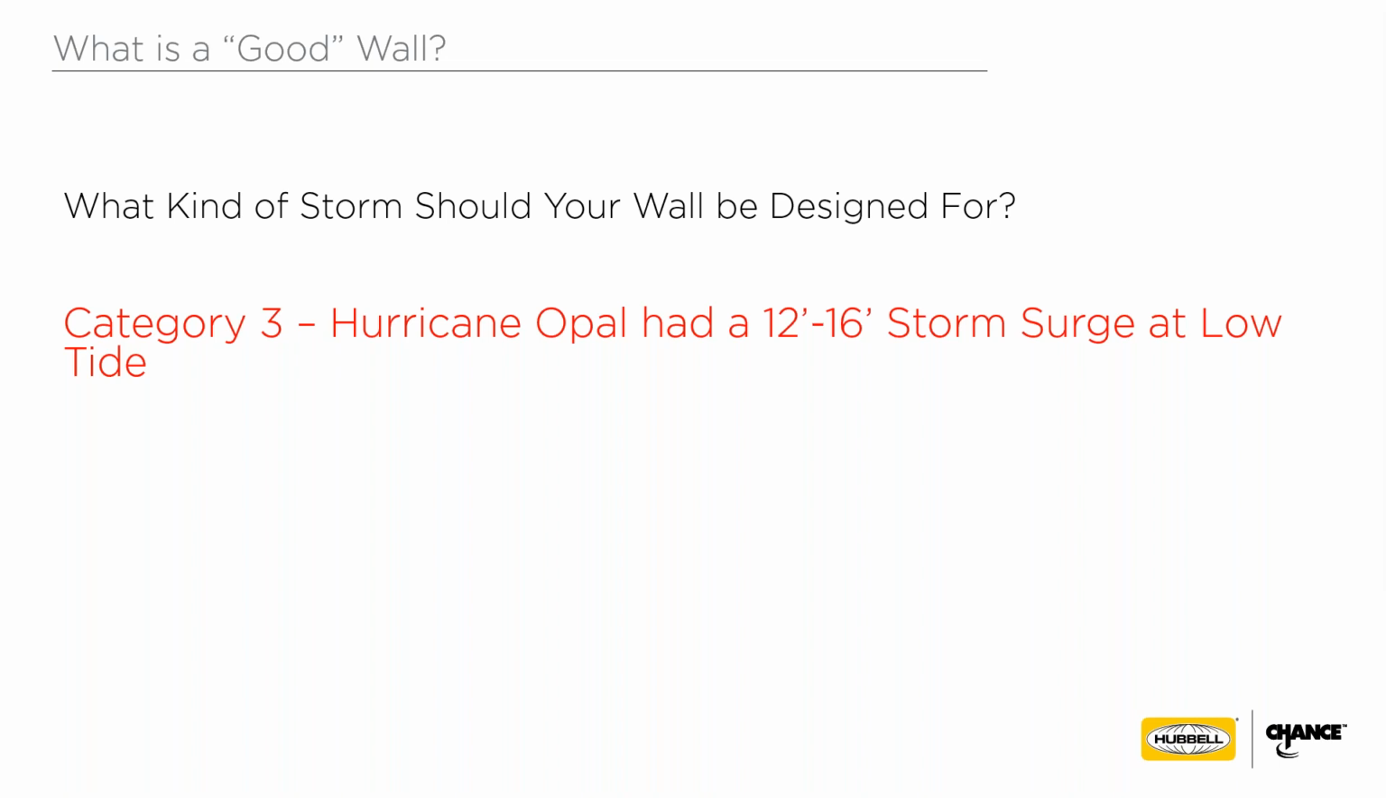Opal was considered a mid-level hurricane, a Category 3 hurricane, and it had a 12 to 16 foot storm surge at low tide. A lot of what we see in the news media is whether it's a Category 3, 4 or 5, which is wind speed and wind damage, but not the rain events they can generate. Just because it's not a high category storm doesn't mean it's not a huge rain event, or that it can't have a very large storm surge that causes much damage. So you want to try to have your wall designed so that it will not get overtopped by whatever a reasonable prediction of a storm surge might be.